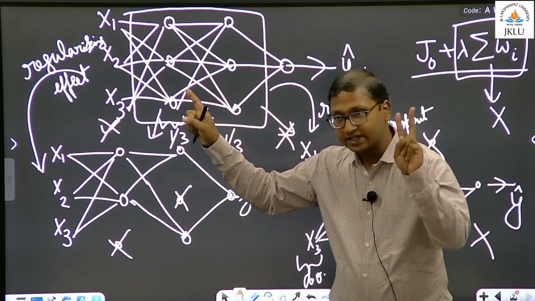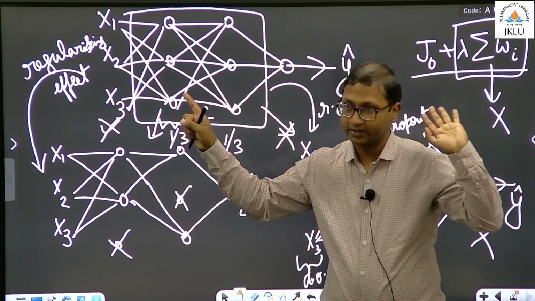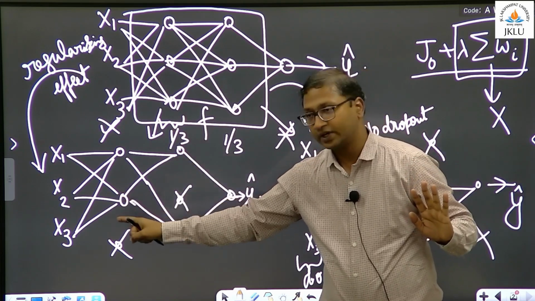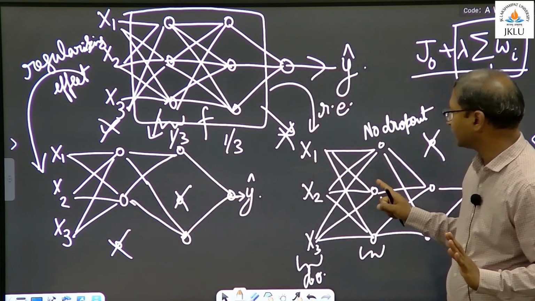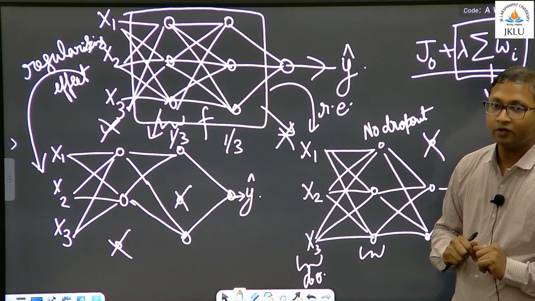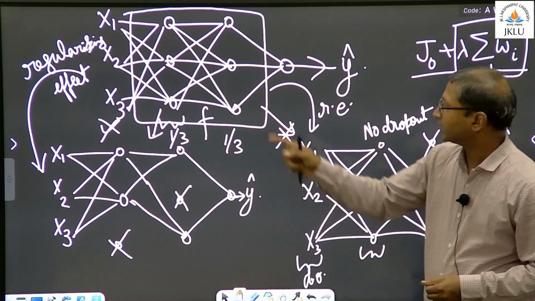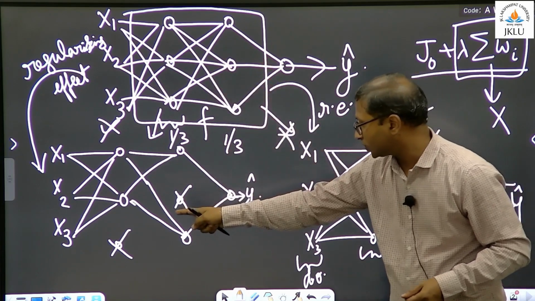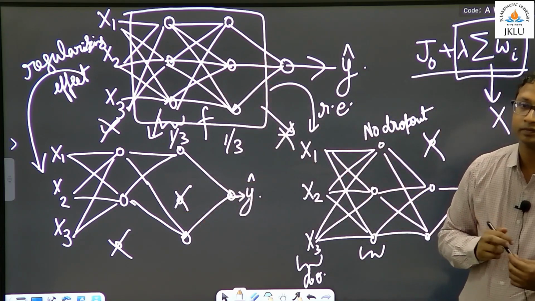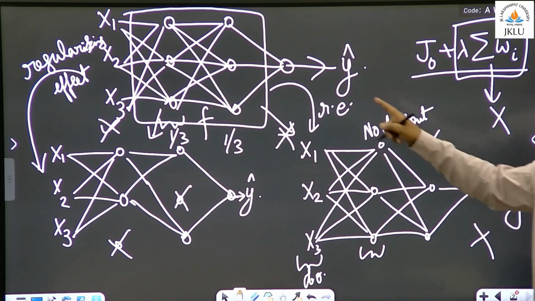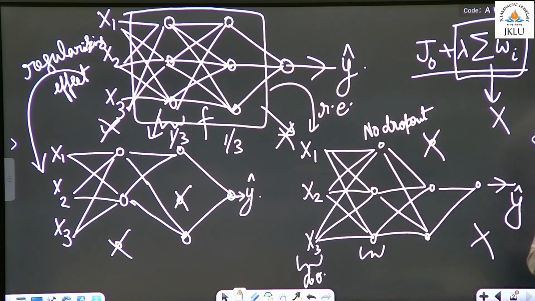For one, let's say I have only two examples in my training data set. For one example the network was this, for another example the network was this. Which network am I eventually learning? This one, or this one, or this one? This one? Why so?